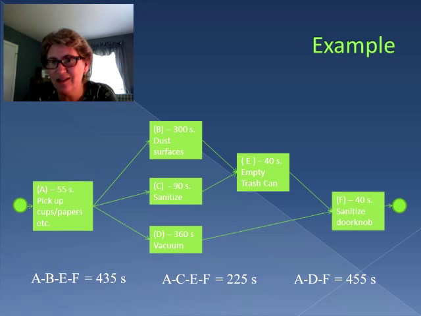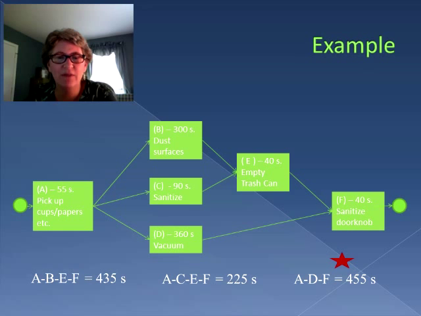So how long does it take to get through the whole process? It's 455 seconds. That is our critical path. It's the longest path time of a process. So what it means is that by the time we finish ADF, we've also completed dusting the surfaces, sanitizing, and emptying the trash can.